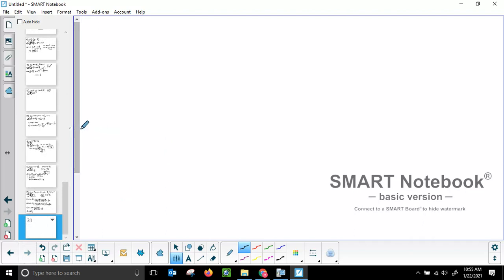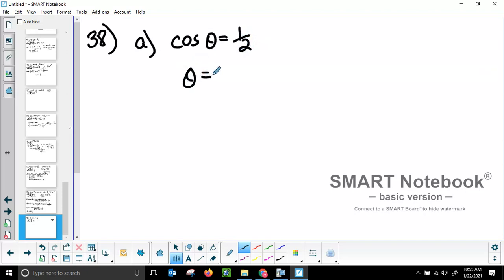All right, 38. Solve each equation on the interval 0 to 2 pi. All right, so A says cosine of theta is equal to 1/2. Okay, well, on the unit circle, where is cosine of theta 1/2? That happens at pi over 3 and 5 pi over 3.